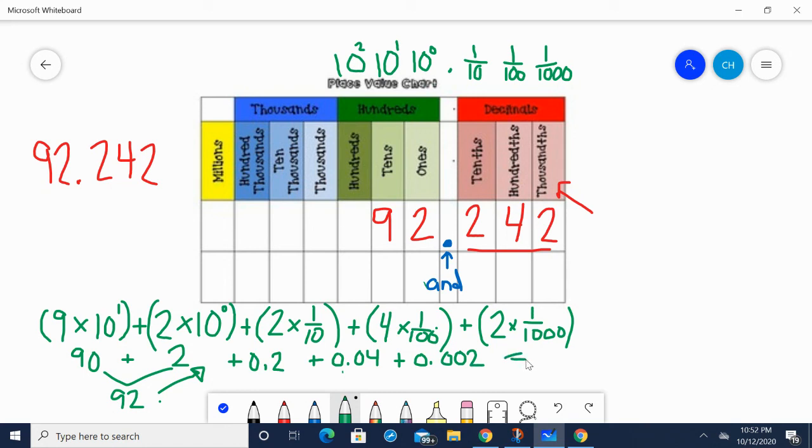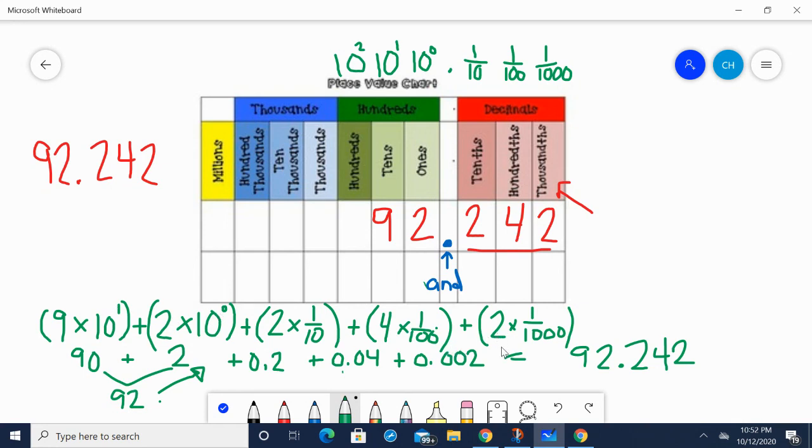So when I add this all together, I have 92 and there's a 2 in the tenths place, a 4 in the hundredths place, and a 2 in the thousandths place. Very good. So we have our expanded form, and we actually took it right back so we can check our work. You always want to check your work. That way we can see if we broke it down in the correct fashion.